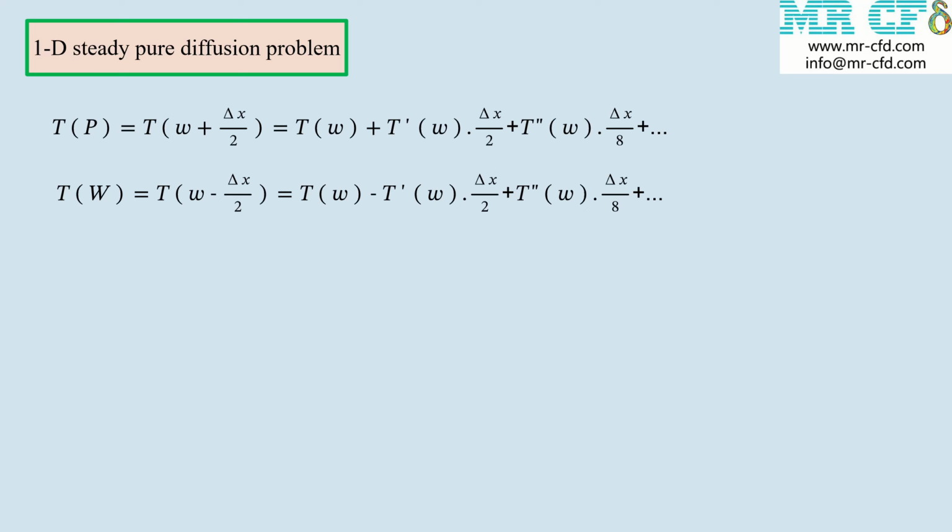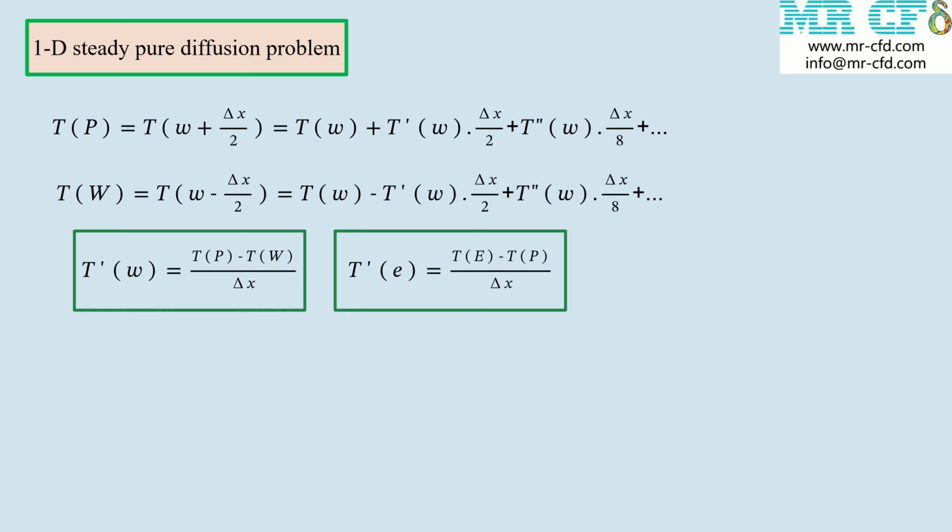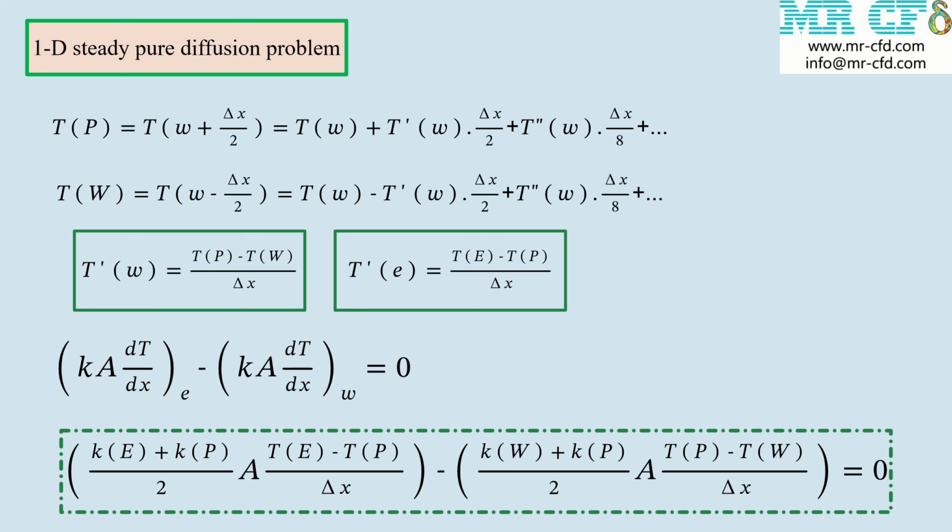Also, if we write the temperature at points W and P with base point w using the Taylor series up to the third term and truncate higher order terms, we will have these equations. So by differencing these two, the first and third terms will vanish, and only the derivative of T with respect to X at w remains. In the same way, the derivative of T with respect to X at face e can be found. Now, by replacing thermal diffusion and temperature derivative at the faces with the relations that we found, the following equation appears.